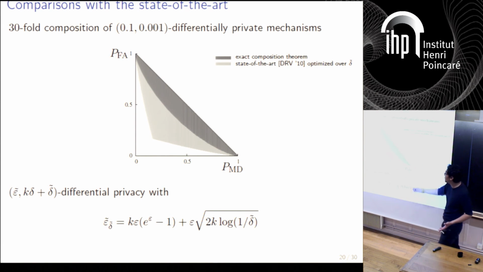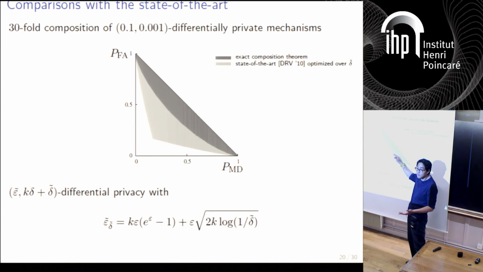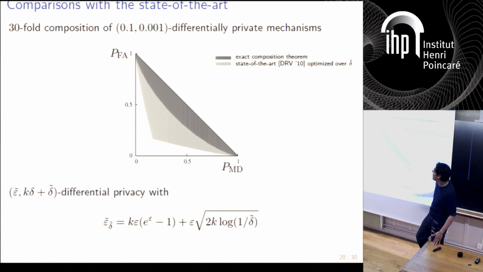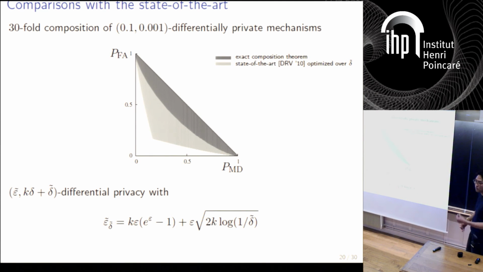And that's kind of the gap or the improvement that we provide compared to the state-of-the-art composition theorem and our exact theorem. And this is exact. There's a mechanism that achieves it exactly.